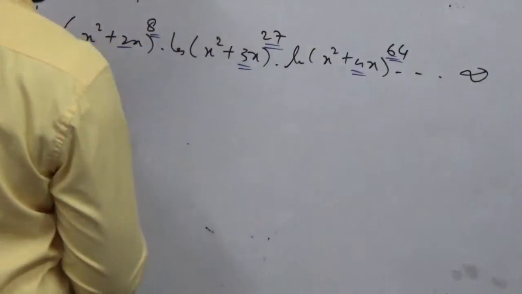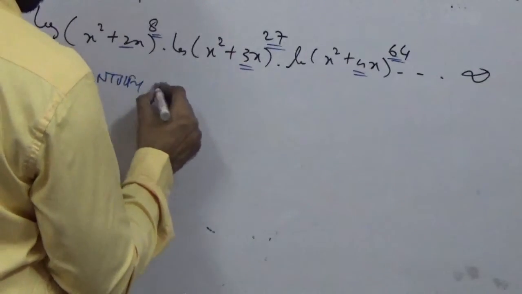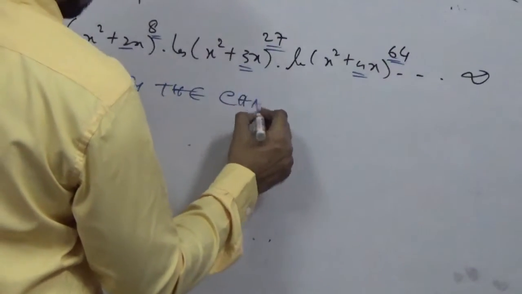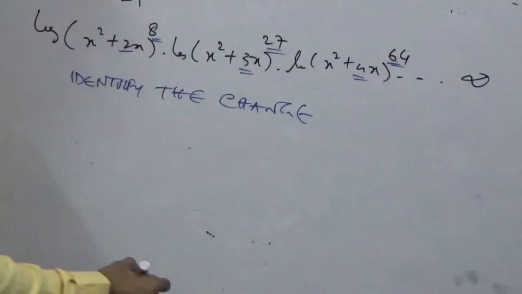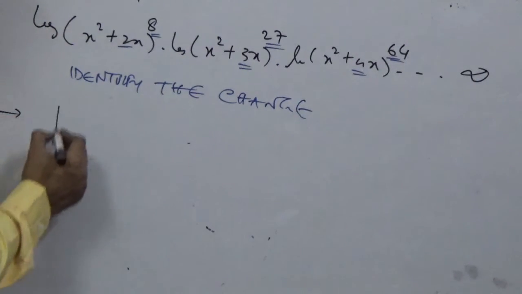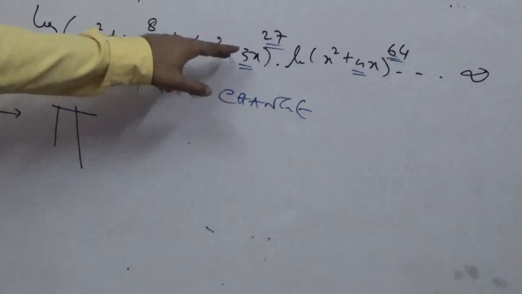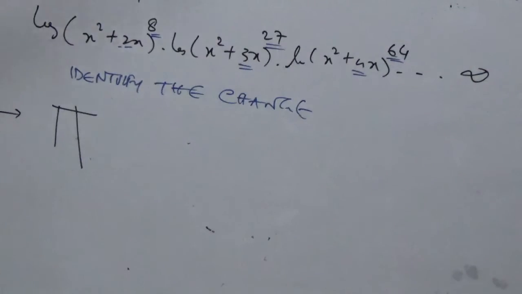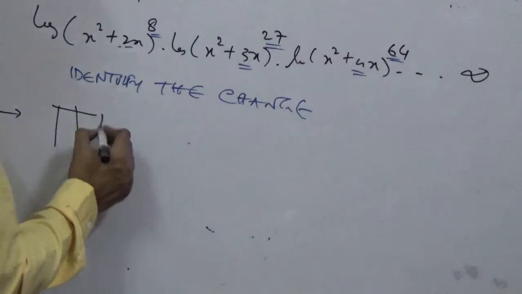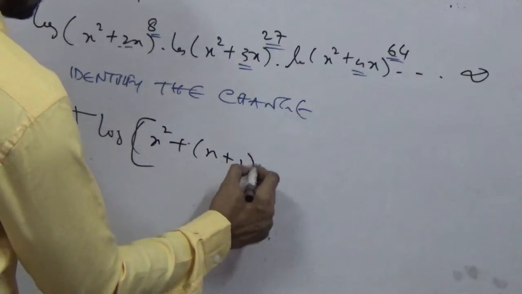So first, identify the change. And on these, your first part is putting this. It starts off with what? This only starts off with 2. No, after that 2 is 3, 4. So it starts off with n plus 1. So this is log of x square plus n plus 1 into x.